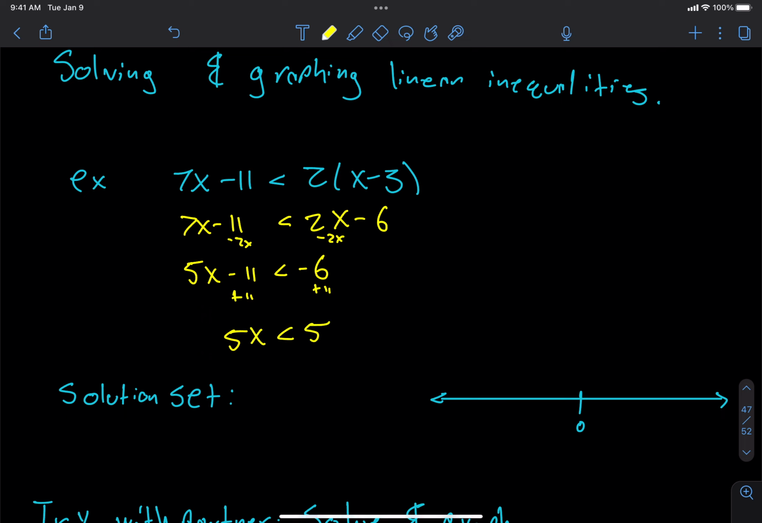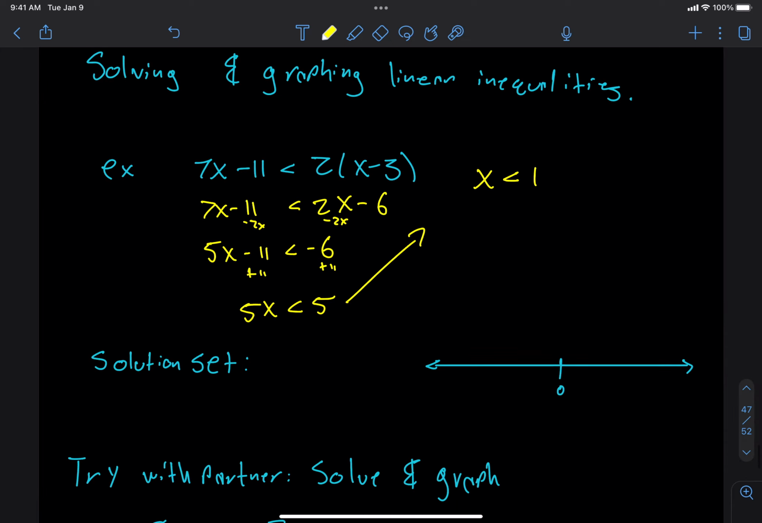Now what should I do? Divide by 5. Now, do I need to flip the sign if I divide both sides by 5? No, why not? Because 5 is a positive number. Oops, this should be a 1, right? Because 5 is a positive number, I keep the sign how it is when I do that division. So x should be less than 1. Okay, x should be less than 1.